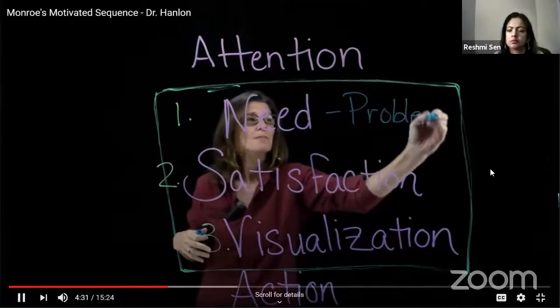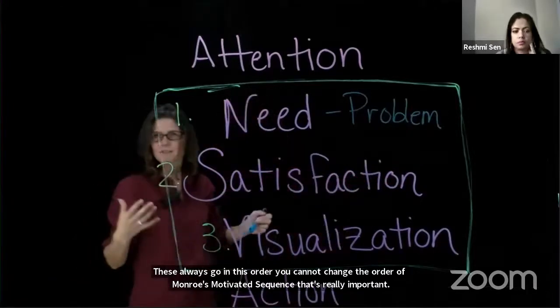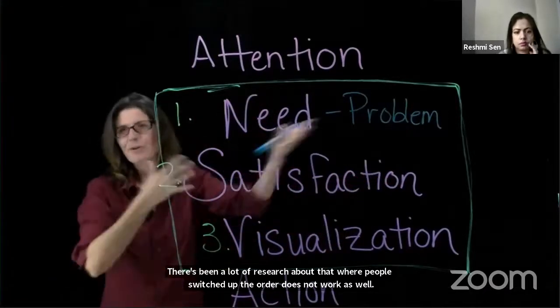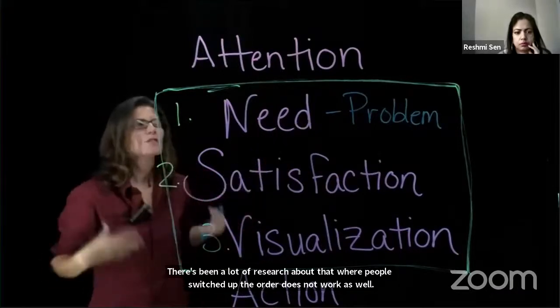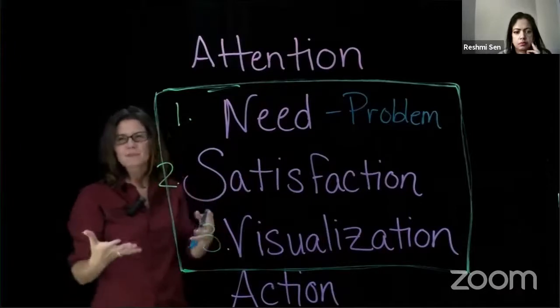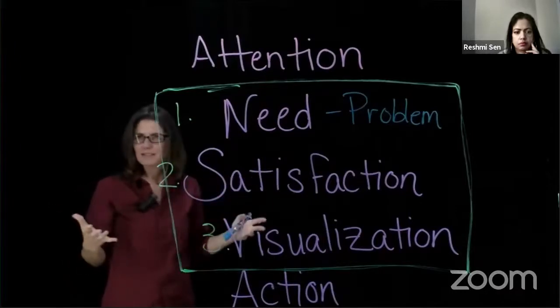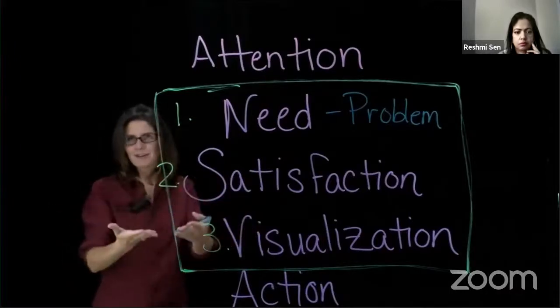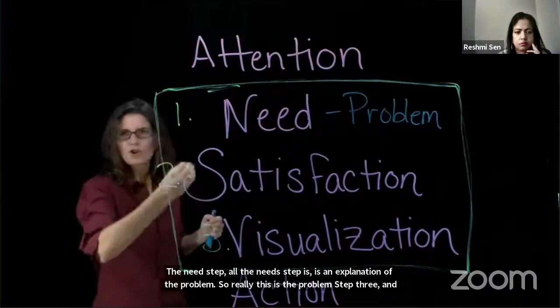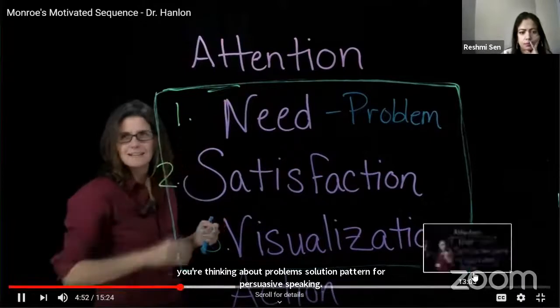So when you're thinking about problem solution pattern for persuasive speaking, that's the need step, the problem step, and problem solution, same thing as the need. So you're defining what the problem is. You're explaining why the problem is something that's important. You're relating it to the audience, explaining why we need to care about this problem. So you want to make sure that you have strong audience connection in the need step.